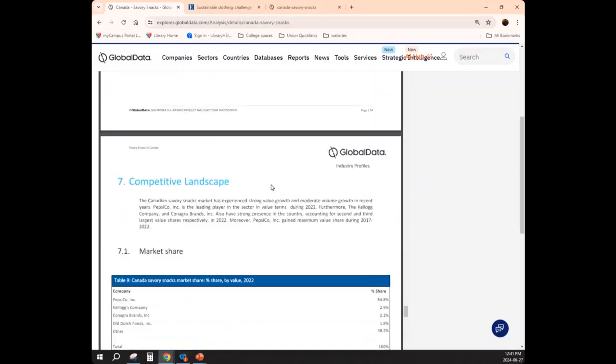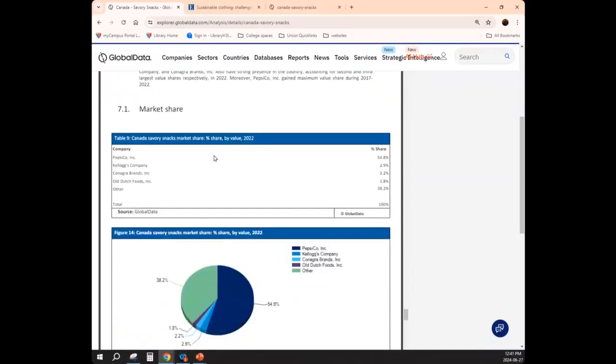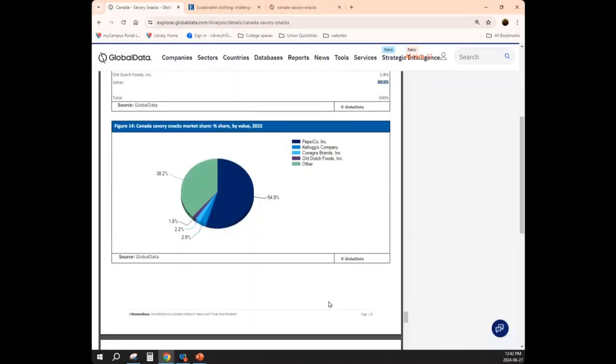So yes, I mentioned major players. We can see PepsiCo, they have a massive share, over half of the market share for snacks. Some other big names there. But then look at this, other, 38.2%. That's a pretty big piece of the pie. So that makes me hopeful that my small snack brand can, there's room for me to get in to that big part of the pie. So independent or smaller snack companies definitely have a lot of favor with Canadian consumers. So that is great to see. So that's really useful information for me.